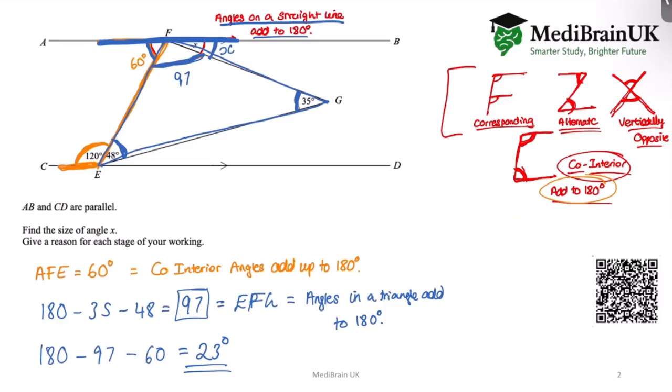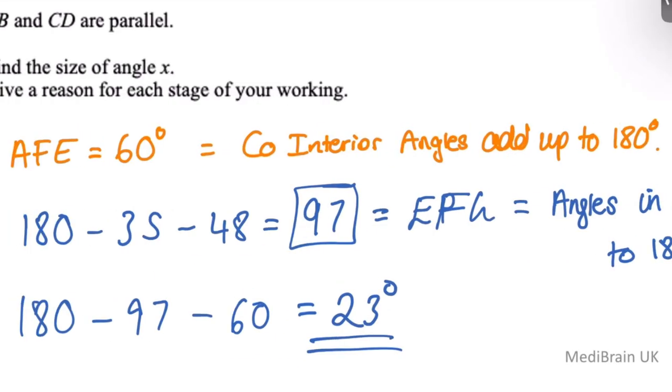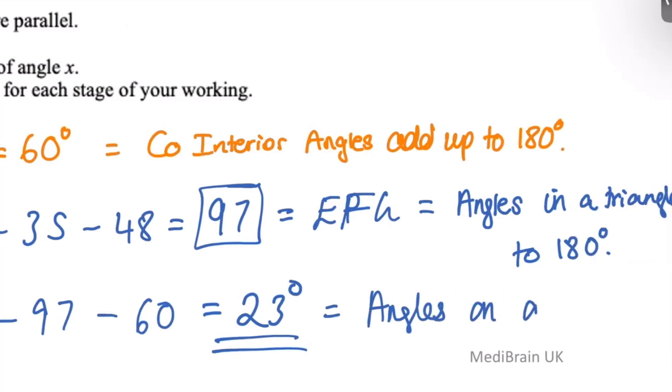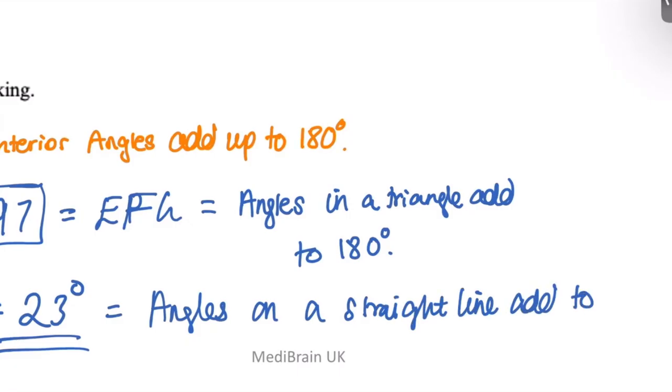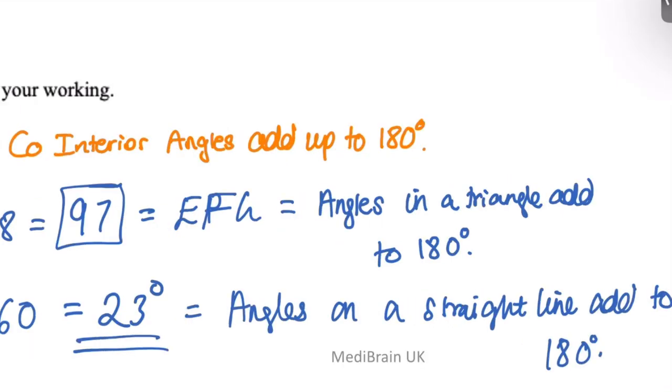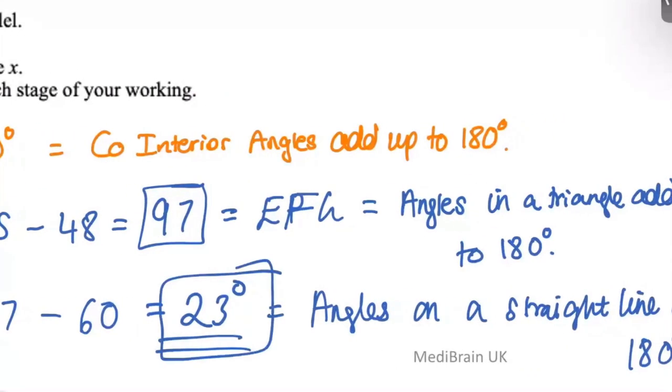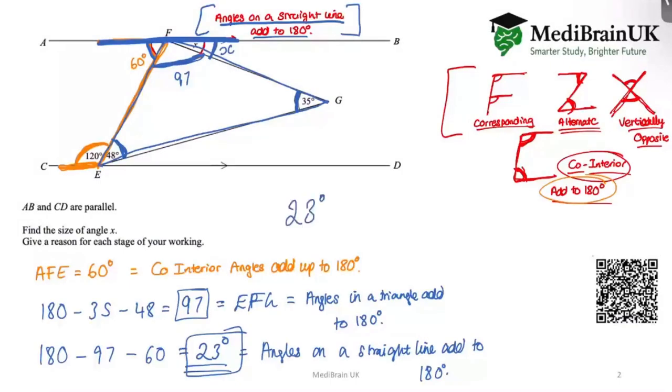And the reason why it's 23 degrees is because we use this rule, which says angles on a straight line add up to 180 degrees. So that's where the 23 degrees comes from, and your answer is going to be 23 degrees. We have shown our working out and an explanation to each part of the answer. So that was just a recap question.